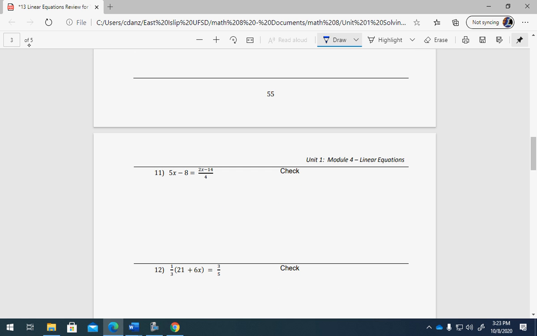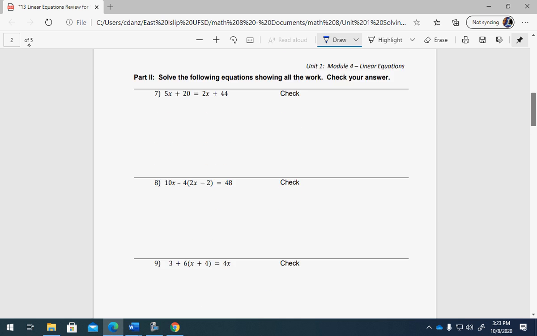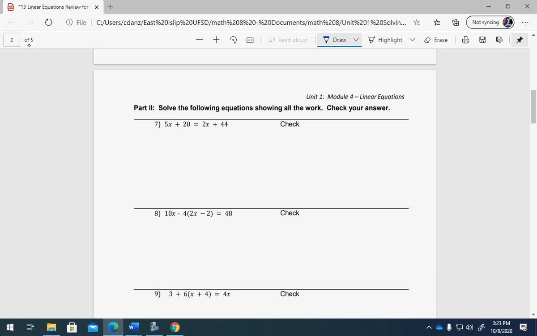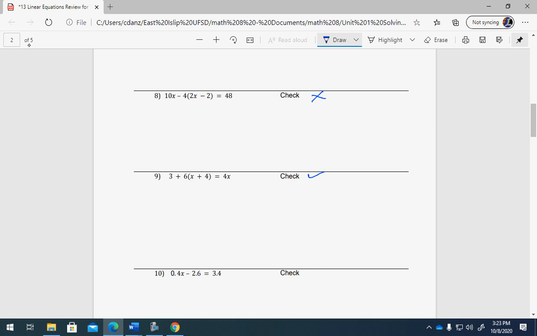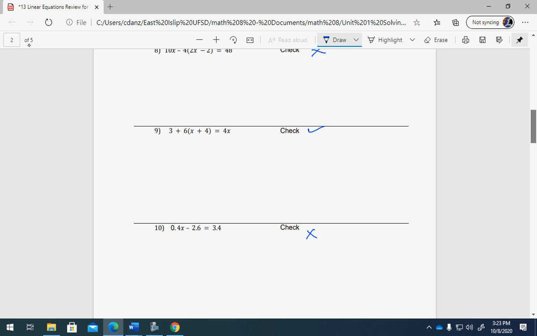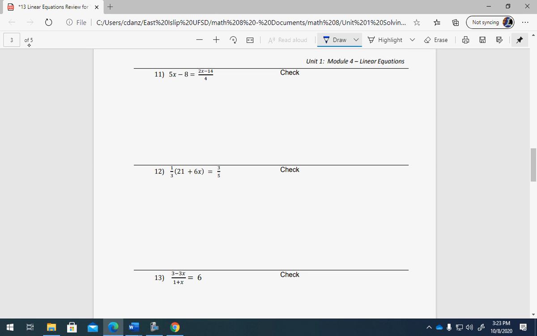So I'm going to tell you right now, hope you're paying attention, that you have to check number 7, but you don't have to check number 8. You can if you want. You have to check number 9, but you don't have to check number 10. Again, you can if you want, but you don't have to. You do not have to check 11, 12, or 13.